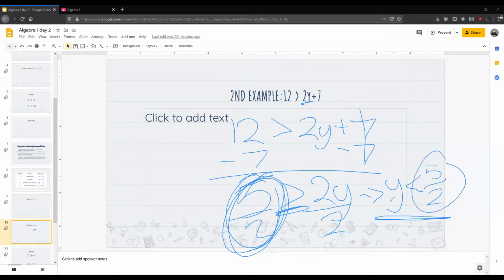And if you were to replace this number with y, it should be self-explanatory, as 12 is greater or less than or equal to, compared to whatever you would get on this side.